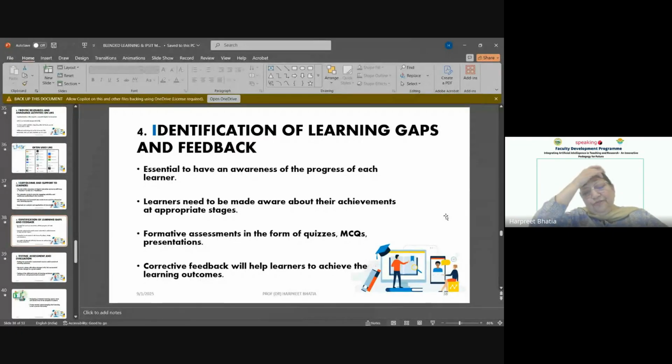Then identification of the gaps. The identification of the gaps is naturally through continuously following the process of each learner. What are the kind of information or output that the person is showing in the classrooms? That is at an informal level, but at a formal level, you can also have quizzes, MCQs, and classroom presentations, which will tell you how much each student has learned. And accordingly, you will need to formulate some idea about how to help this person to move further in that area.